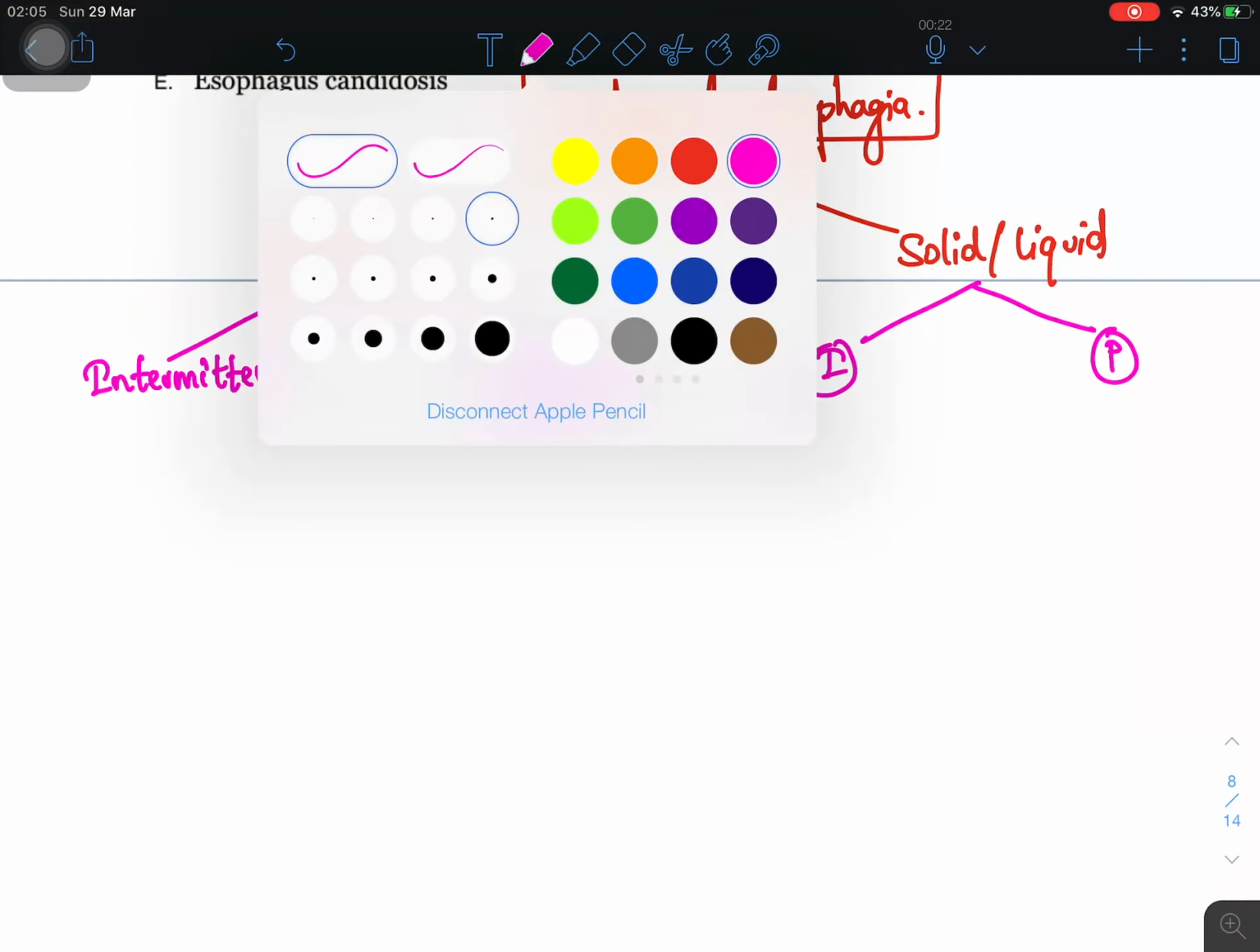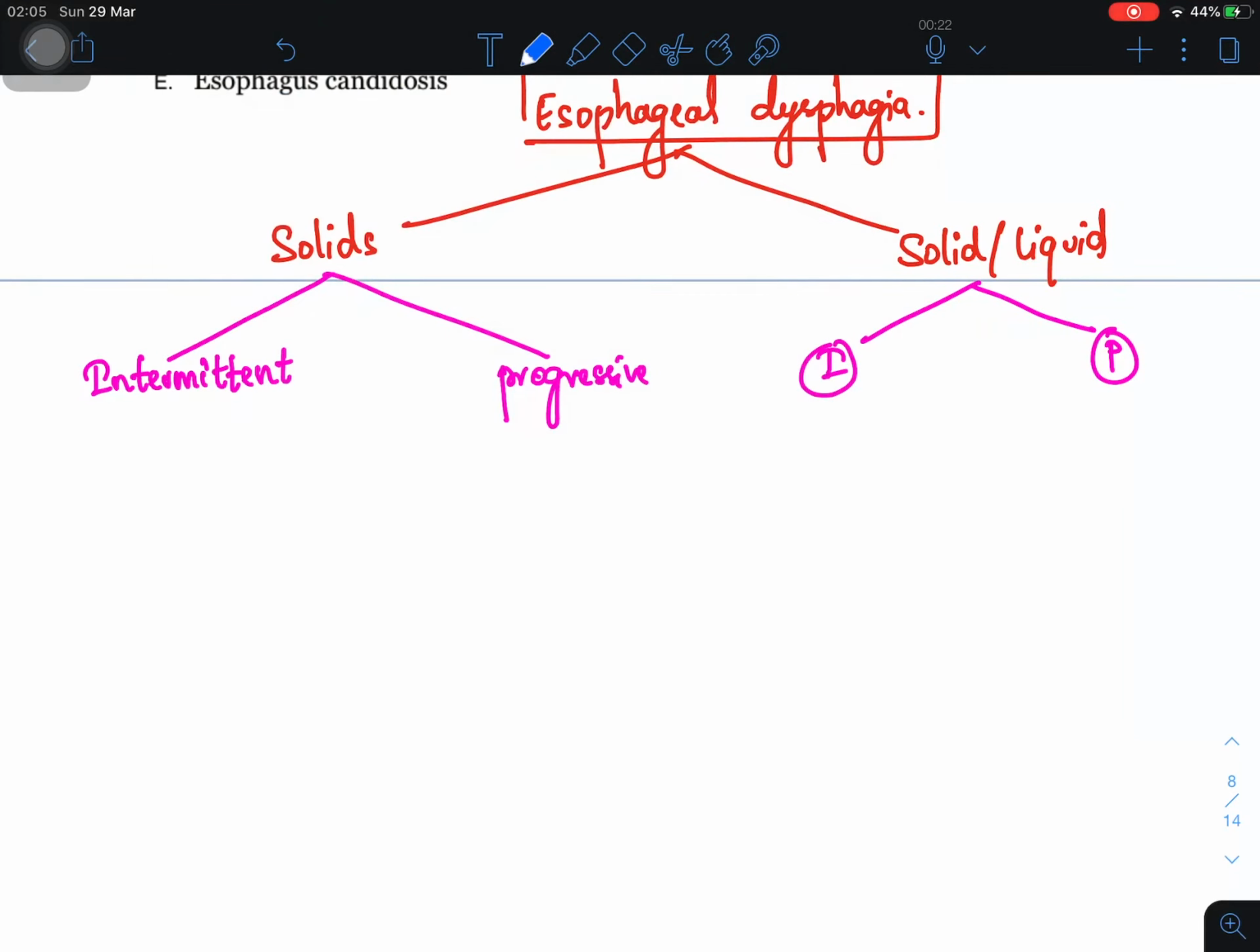If he tells that, doctor, the symptoms are completely intermittent, only sometimes I can't, but most of the time I eat solid food, but sometimes I can't eat solid food, then it will be lower esophageal sphincter problem. If it is progressive, then it can be a stricture or it can be a cancer.